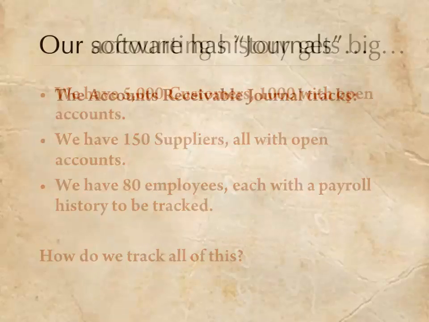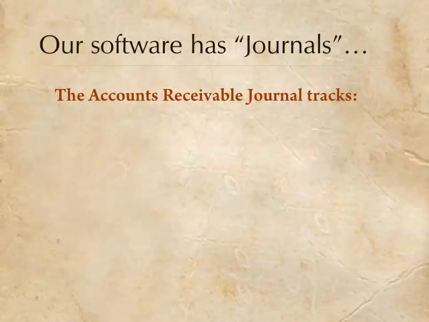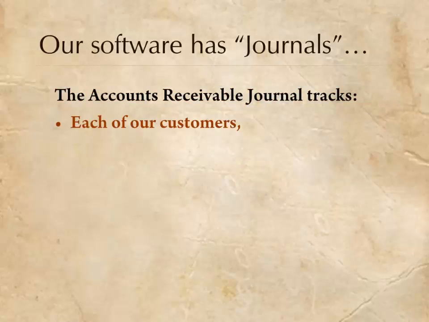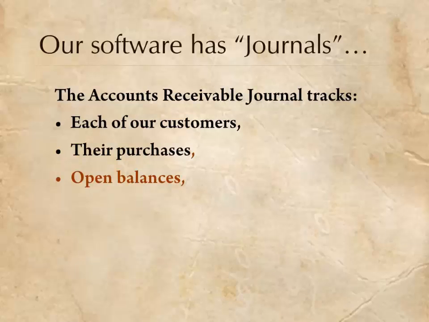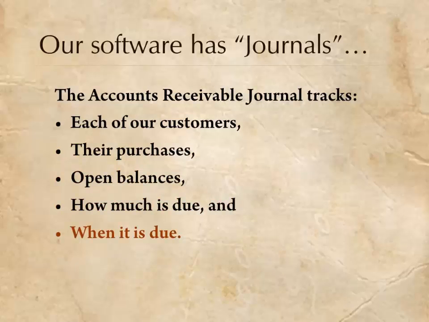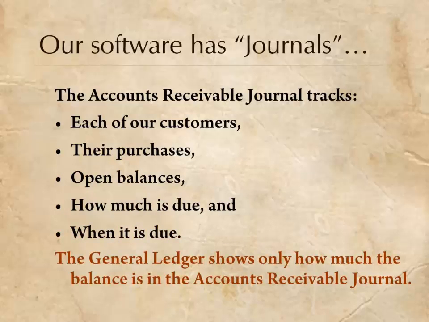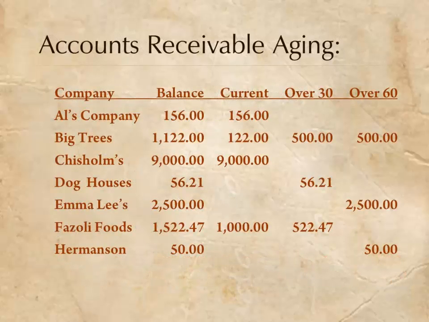A-Systems software has journals. The accounts receivable journal tracks each of our customers, their individual purchases, their open balances, their invoice numbers, and how much is due and when it's due. The general ledger shows only the accounts receivable balance, or the amount of all unpaid customer billings. All of the other details are tracked in the accounts receivable journal. We can see the aging there.